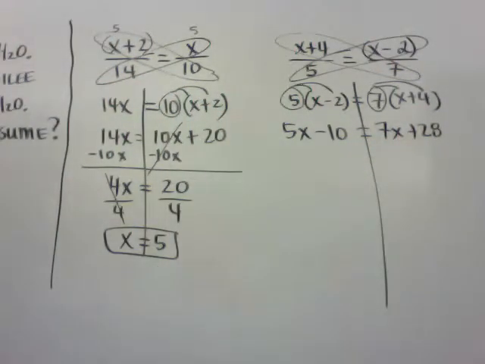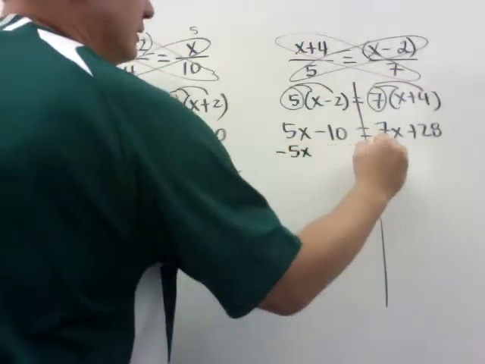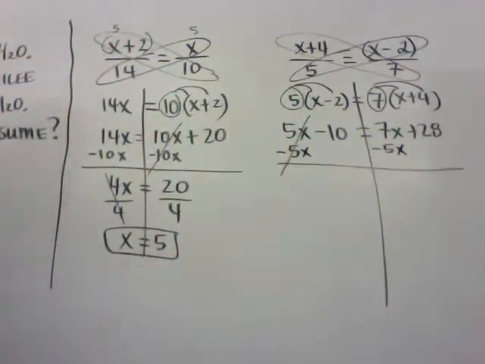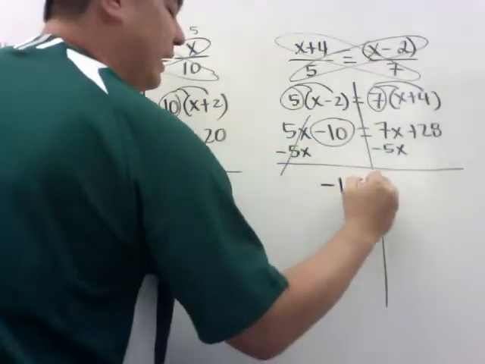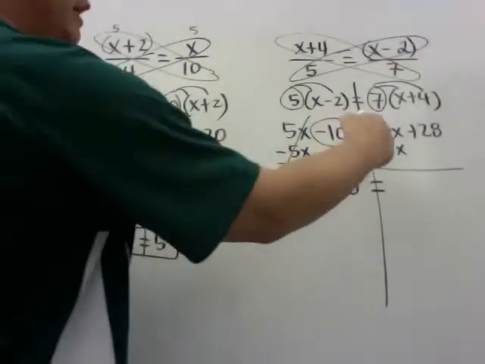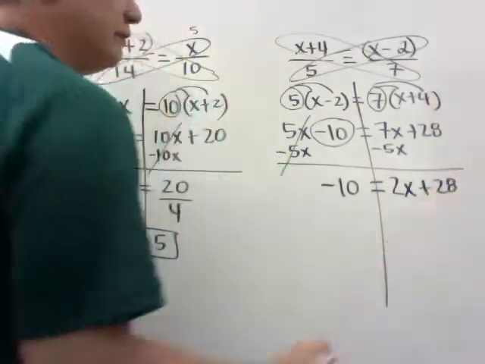Now I have variables on both sides. We did this in the other section. So I'm going to minus 5x from both sides. You could minus 7x if you want, but I deal with the variables first. So I'm going to minus the smaller of the two. Be careful, I have a negative 10 here, so I'm going to drop down the negative 10. Make sure you take the sign to the left as well. 7x minus 5x is 2x, and drop down my plus 28.